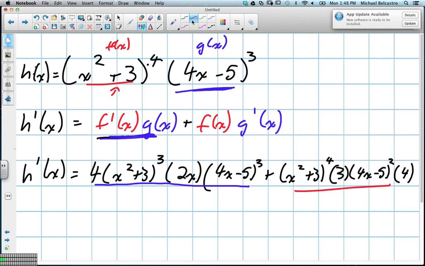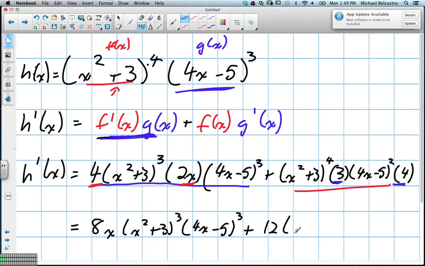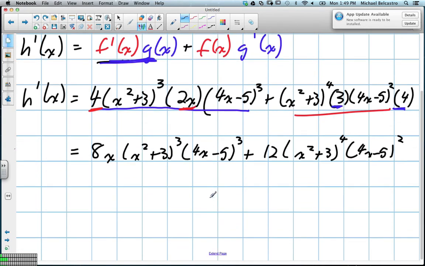So I'm going to take any values like this, 4 and 2x. We'll bring them to the front and multiply them. 4 times 2x will give us 8x. Okay? And then I'll have x squared plus 3 cubed multiplied by 4x minus 5 cubed. And our second part here, we have the value of 3 and 4. We'll put those at the front, so 12. And we have x squared plus 3 to the 4th and 4x minus 5 to the 2nd. This is technically our derivative. A bit long. We can simplify this by common factoring, so we will.